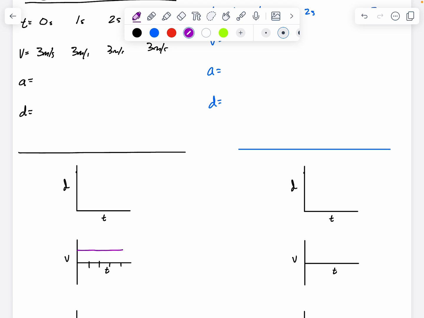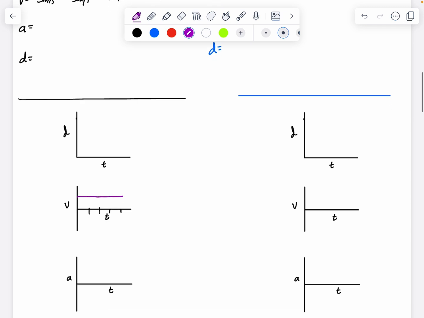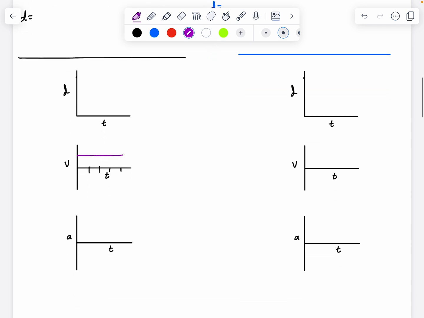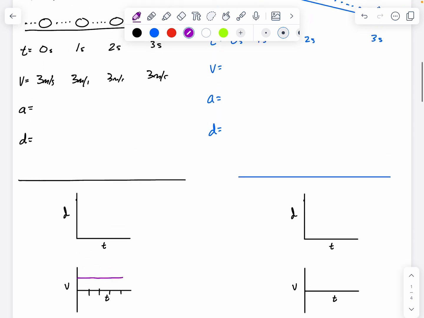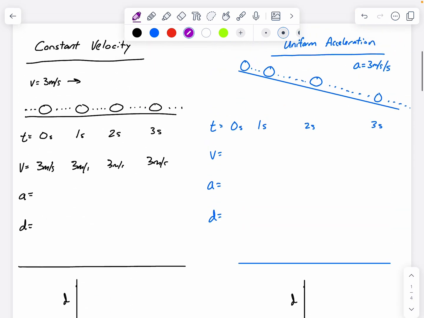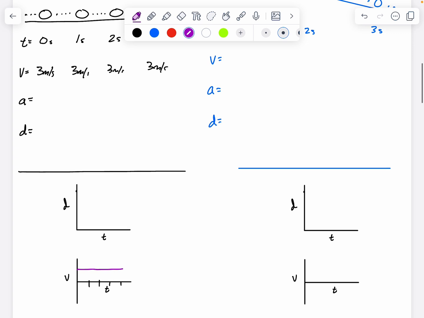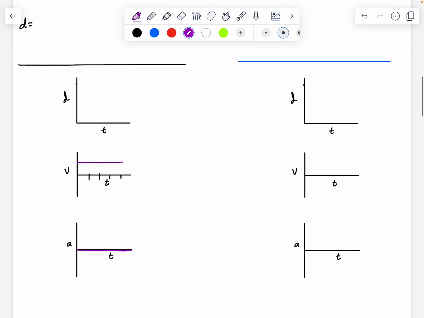All right, and also because the velocity is not changing, the acceleration actually is 0. So I can draw at the origin my acceleration line. There is no acceleration, either positive or negative, in this example because we're moving at a constant velocity. So I want you to put that in your notes. When there's constant velocity, there is no acceleration.